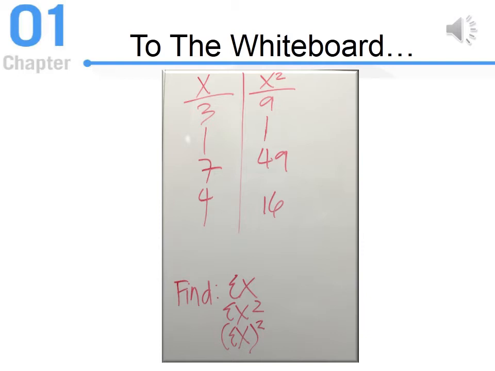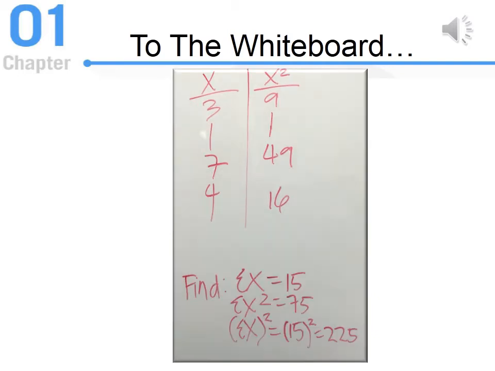To get started with this, we would add a second column to our computational table, for the x squared values. So you'll notice 3 squared is 9, 1 squared is 1, 7 squared is 49, and 4 squared is 16. We can use those values to solve each of these problems below. So using our order of operations, we can get the sum of x, which is 15, simply add up the scores in the x column. And we can also get the sum of x squared.